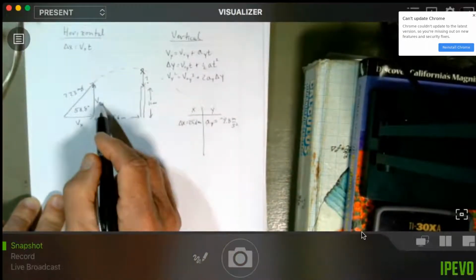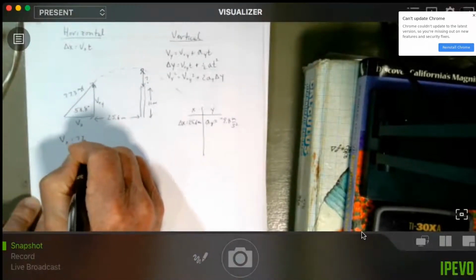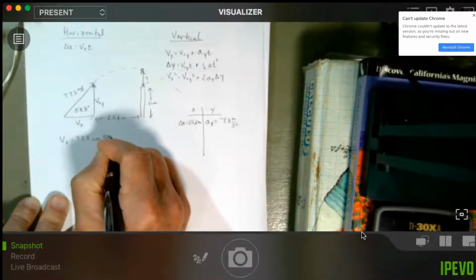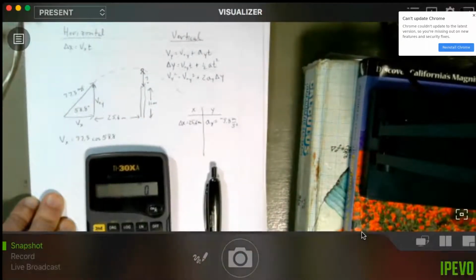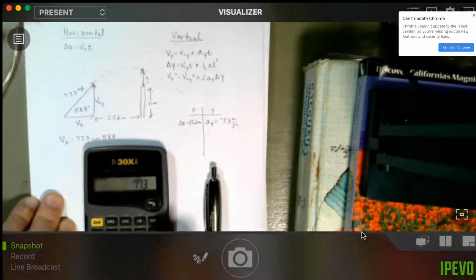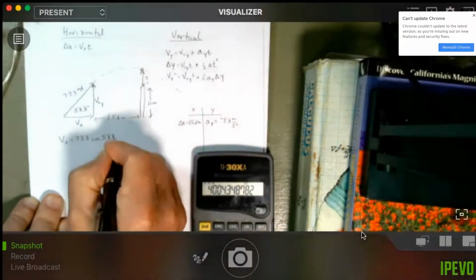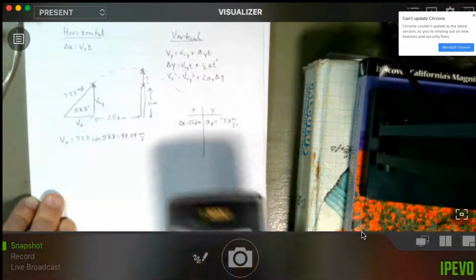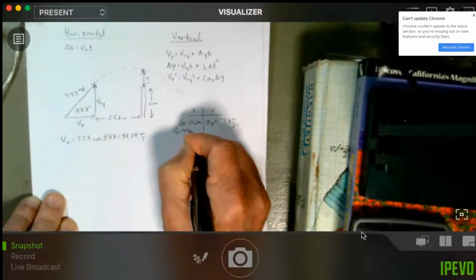Well, let's figure out these two velocities here. So the Vx is just going to be the overall 77.3 times the cosine of 58.8 degrees. So we've got 77.3 times cosine 58.8 equals 40.04 meters per second. So that's going to go over here. Vx equals 40.04.